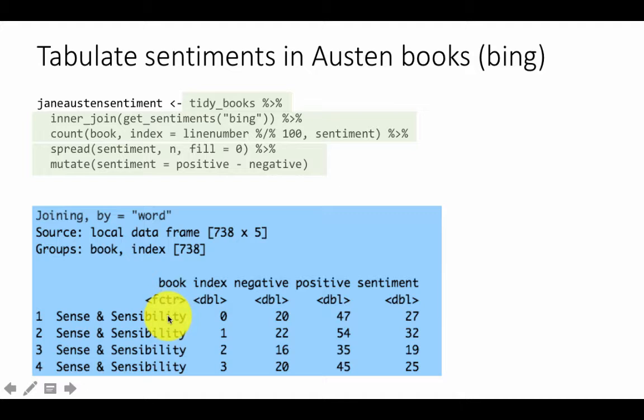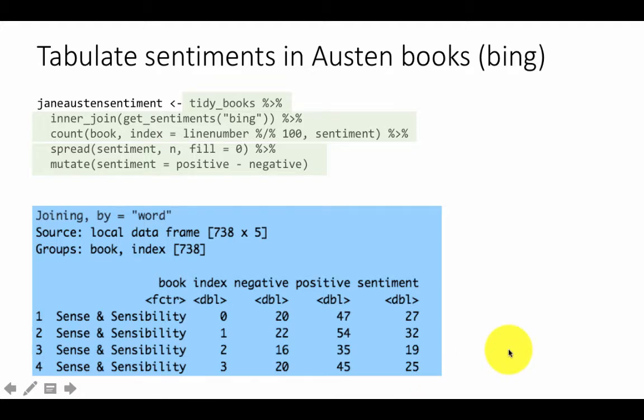Okay, so here you have the book, Sense and Sensibility. Here you have the index, which is 0, the first 100 lines. And here you have the net sentiment. Next 100 lines, sentiment is 32. Next 100 lines, sentiment is 19, and so on, right? So initially, as you can see here, the book starts off with very positive sentiments overall.